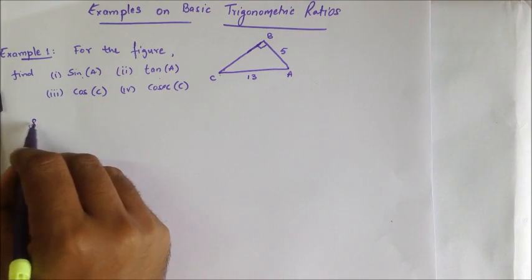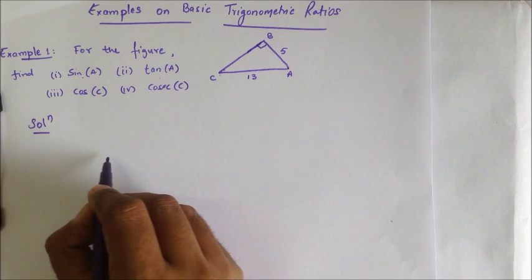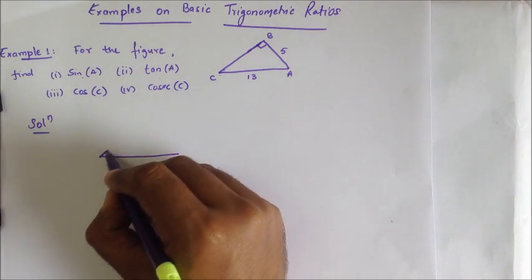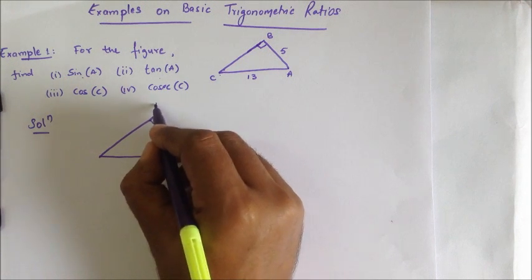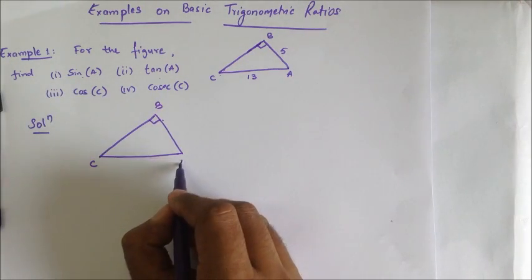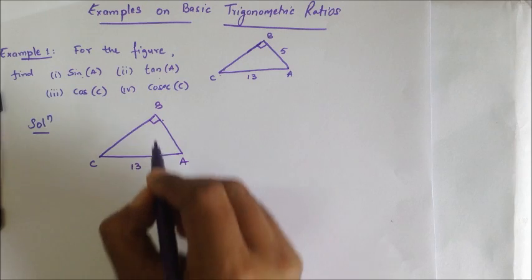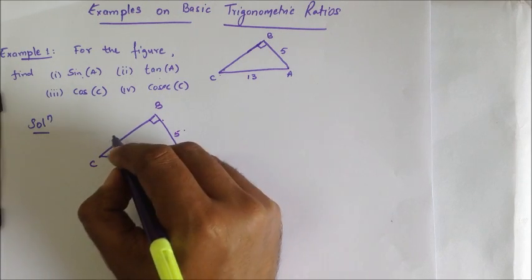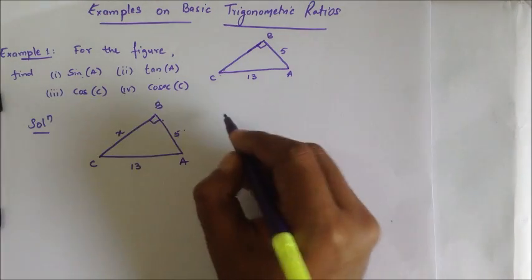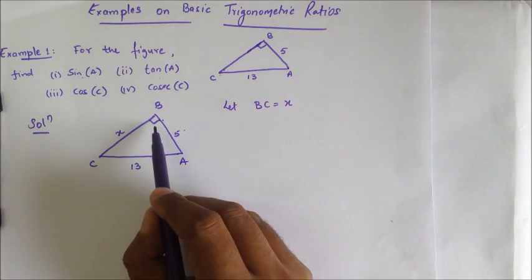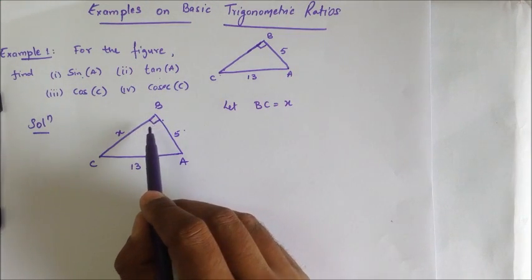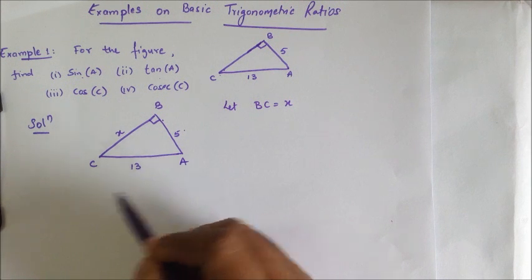So I'll draw this triangle once again. So we have a triangle which is 90 degree at B. This is C, this is A, this is 13, this is 5. I need to find BC, so I let BC be equal to X. Now because this is a right angle triangle, we can apply Pythagoras theorem in this triangle.